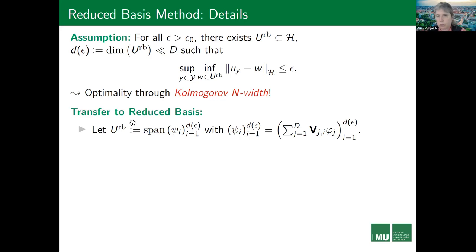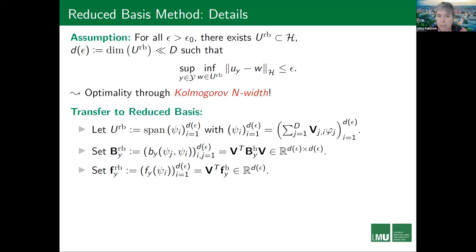Okay, so now I transfer everything to this reduced space. Remember I had my high fidelity space and now I have this reduced space. This basis I call psi. So I can transfer things from my high fidelity basis to my reduced basis. The transformation matrix I call V. I can bring everything down, so I can also bring down the stiffness matrix and the right-hand side each time by multiplying with the transformation matrix.